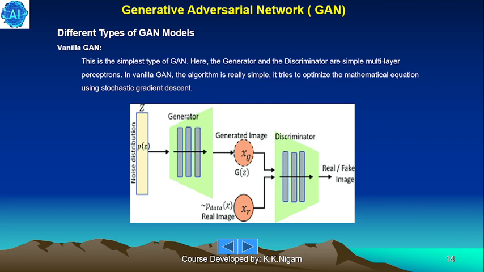Now, different types of GAN models. Vanilla GAN. This is the simplest type of GAN. Here the generator and the discriminator are simple multi-layered perceptrons. In vanilla GAN, the algorithm is really simple. It tries to optimize the mathematical equation using stochastic gradient descent.